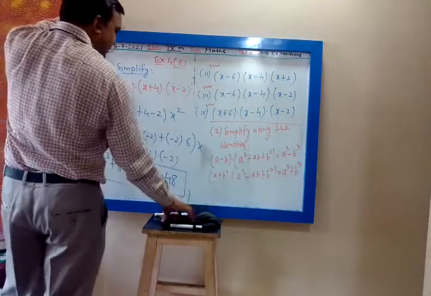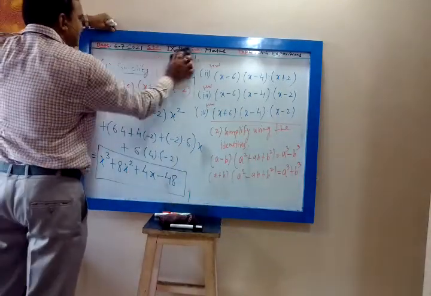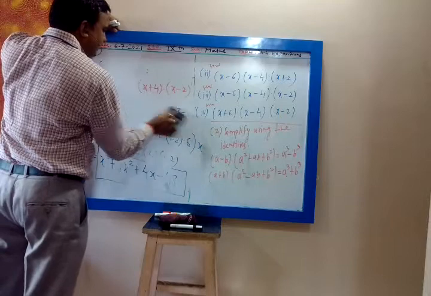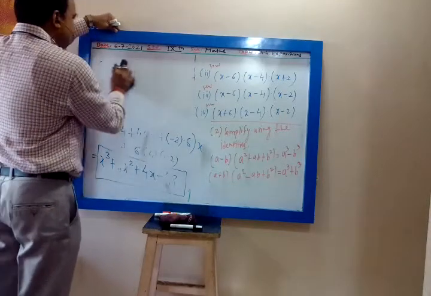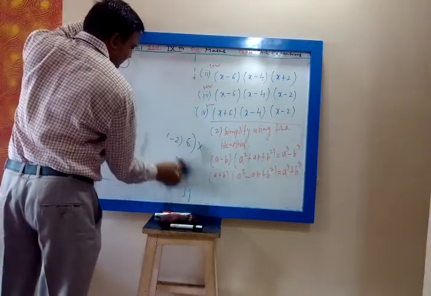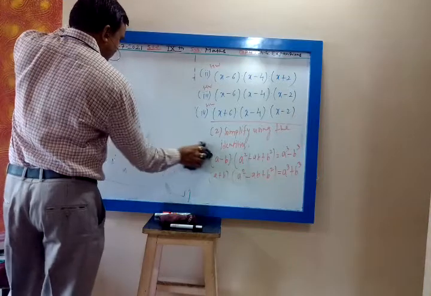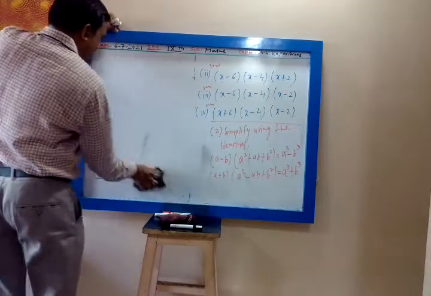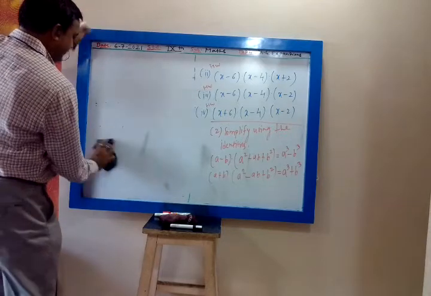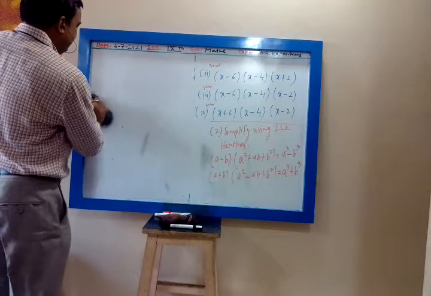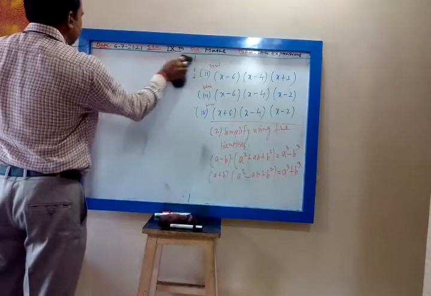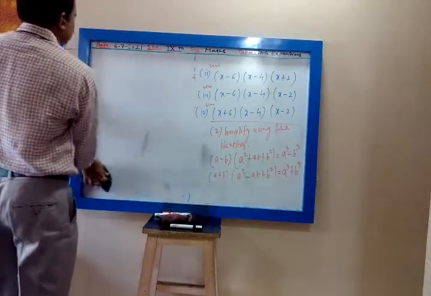So a cube minus b cube is a minus b into a square plus ab plus b square. a cube plus b cube is a plus b into a square minus ab plus b square. Using these two identities, we have to solve the following. So a cube plus b cube is a plus b into a square minus ab plus b square. a cube minus b cube is a minus b into a square plus ab plus b square.